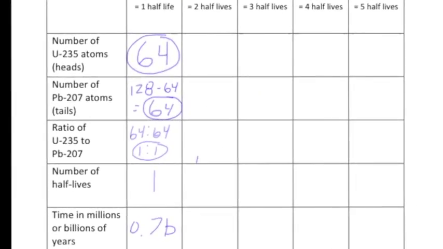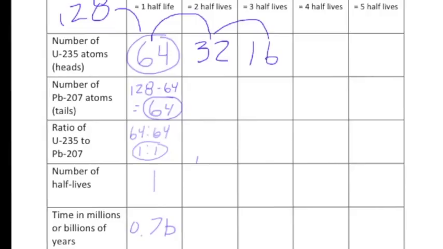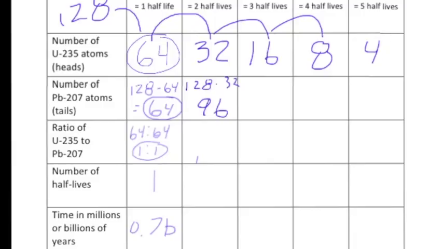Round 2, 2 half-lives. Okay, well, a half-life definition is you're going to end up with half of what you started with. So remember we started with 128. That was at round 0. And then at round 1, the 128 split to 64. And now 64 is going to split again to 32. Well, we can go this way too. 32 is going to split again to 16. 16 is going to split again to 8. And then obviously 4. And here, our equation remains the same. So we have to take whatever we have here, 128, and we're going to subtract 32. Okay, so we're going to get 96 expected lead-207 atoms.